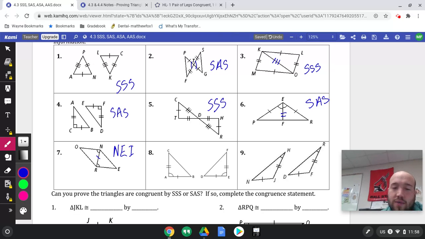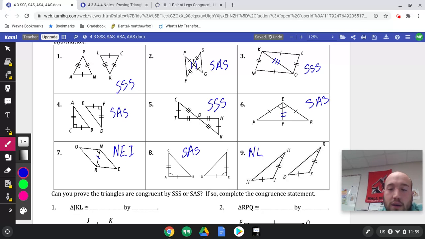Our next one, hopefully you see it. We've got a side here, an angle, and then another side. So SAS. And then number 9 here, ASS, angle, side, side. Remember, anytime you get ASS, you got a problem. That's not going to be right. Okay, so we put not enough information.